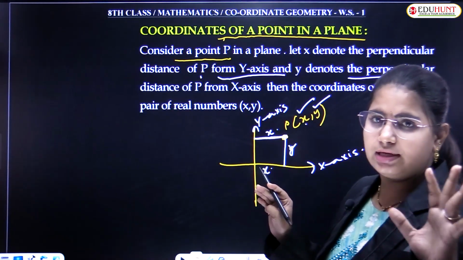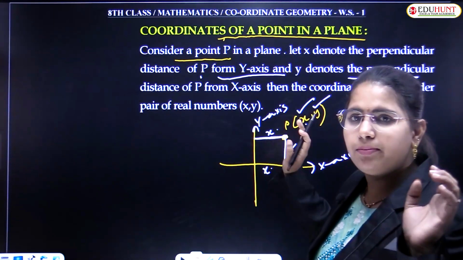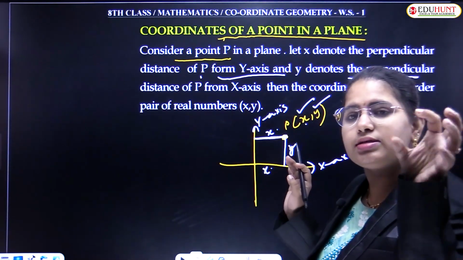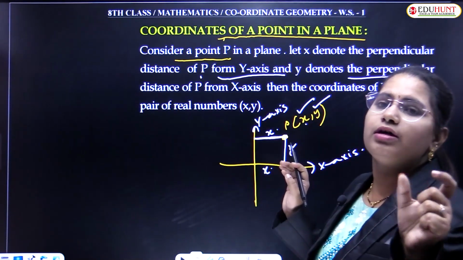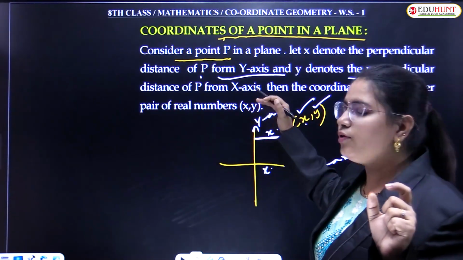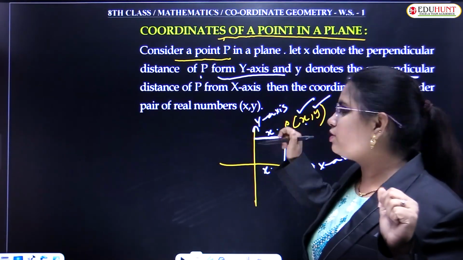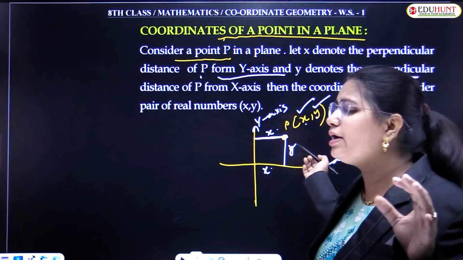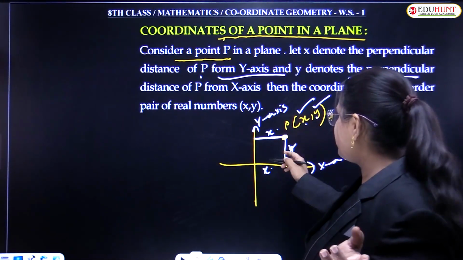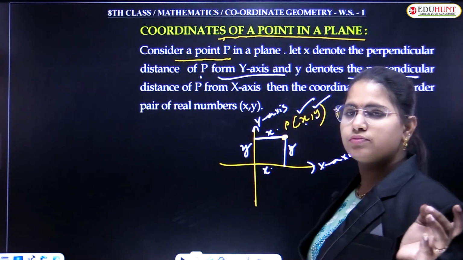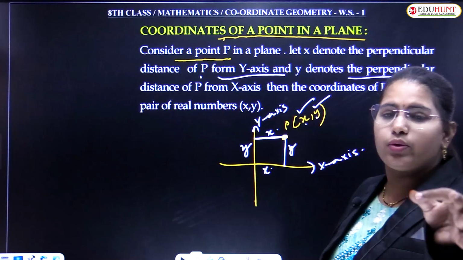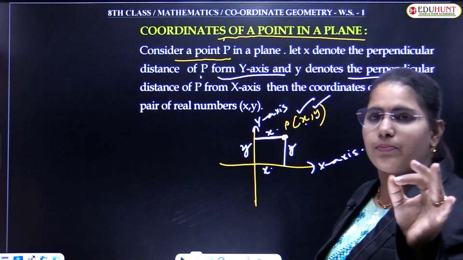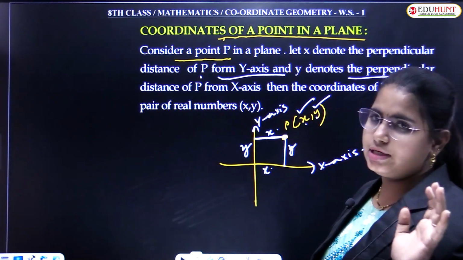I am addressing it in the normal plane, right? So what do this x and y mean? X is the distance of P from the y-axis. Similarly, y denotes the distance of P from the x-axis. So if this is y, this is also equal to y. This is how you need to address a point of a plane in the coordinate system.